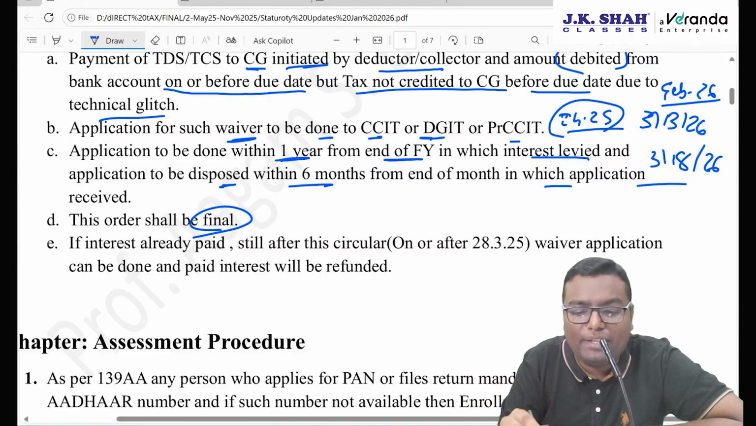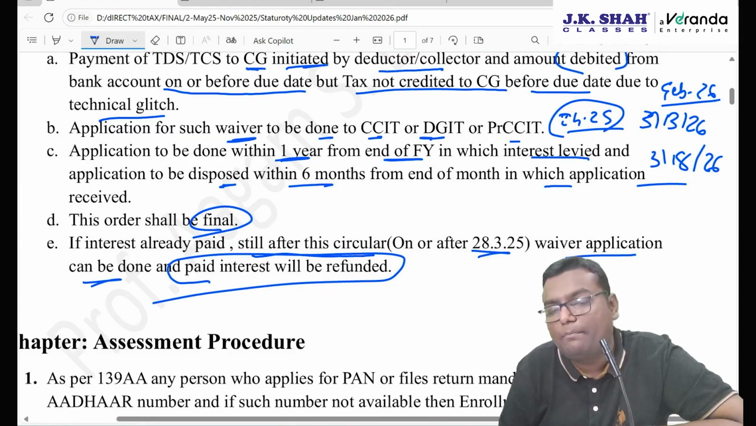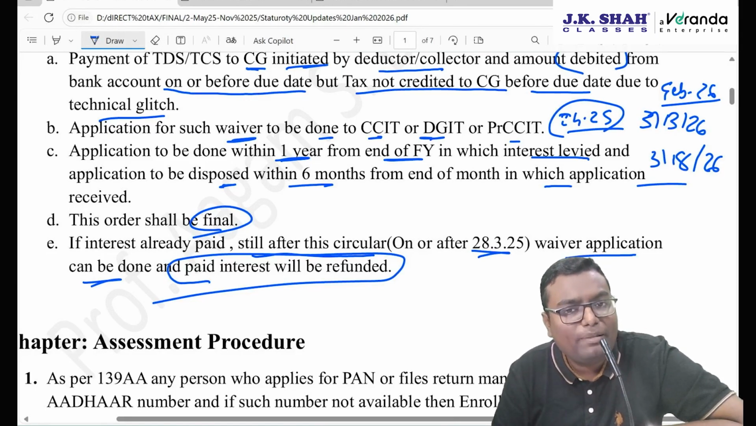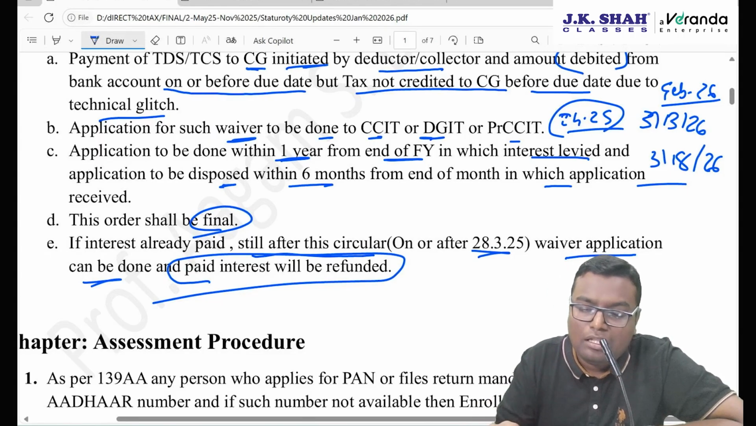If interest is already paid, still, after this circular is in effect, and this is effective from 28th March 2025, a waiver application can be made and the paid interest will be refunded. So if the interest was already paid prior to this date, because no waiver option was available, so you must have paid the interest. After this particular circular, you can make an application for the refund. They will give you a refund also. So that was a good circular with regards to technical glitch, and this can be important for the examination.